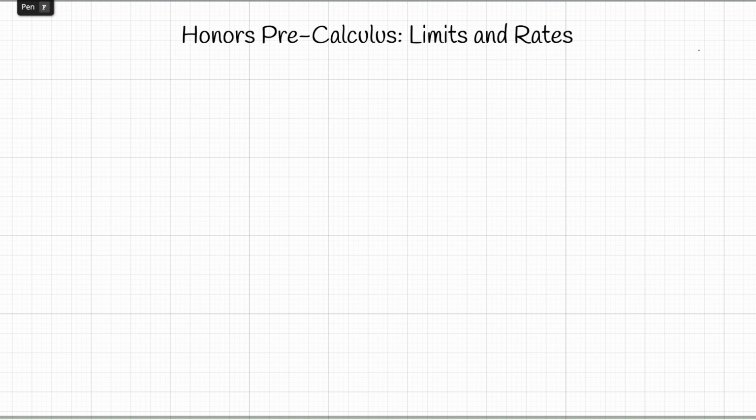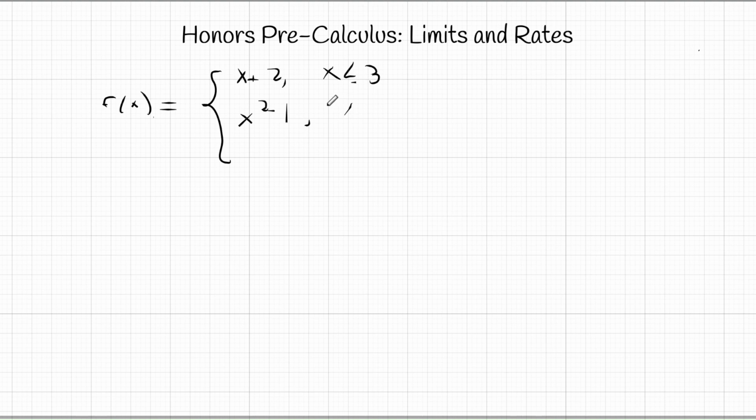Let's try a practice problem now. It's going to be a piecewise function. So f of x is equal to, and then piecewise, x plus 2 for x less than or equal to 3, x squared minus 1 for 3 less than x, which is less than or equal to 5, and the last segment is 2x plus 9 for 5 less than x.